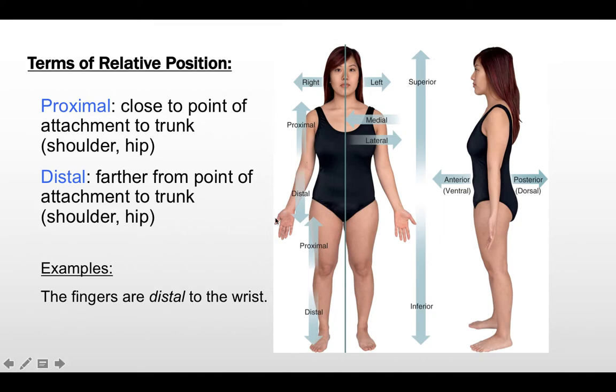For example, the fingers are distal to the wrist because the fingers are farther away from that attachment point, the shoulder, than the wrist is. If we want a leg example, the thigh is proximal to the calf. So the thigh is closer to that point of attachment than the calf is.